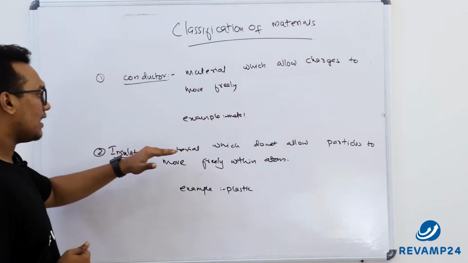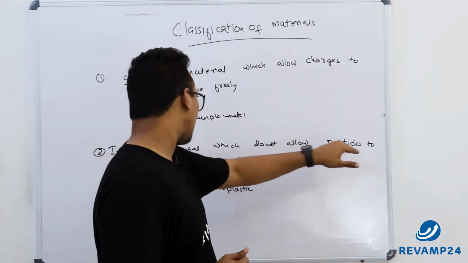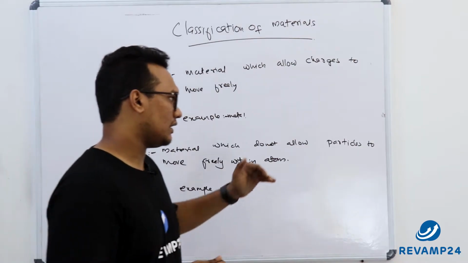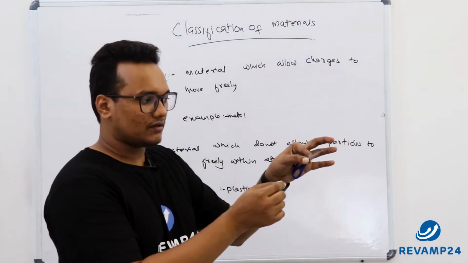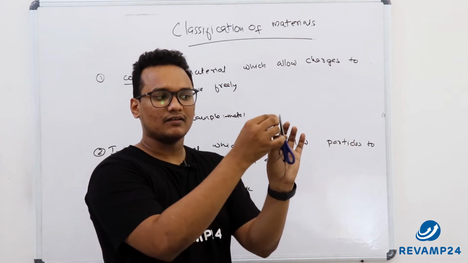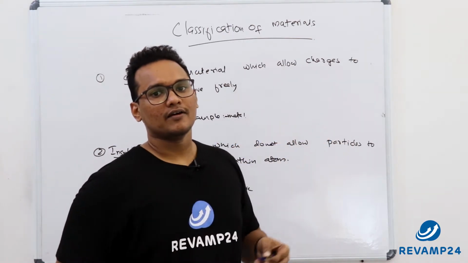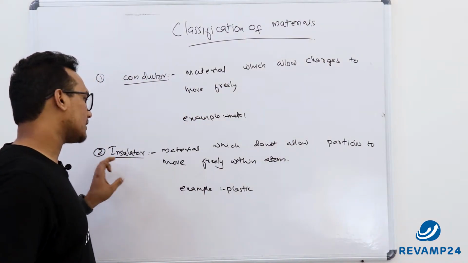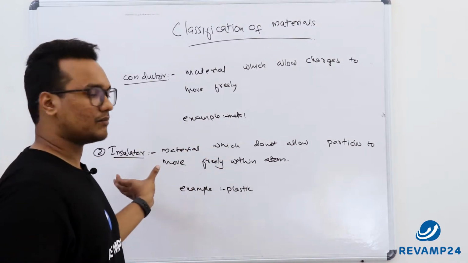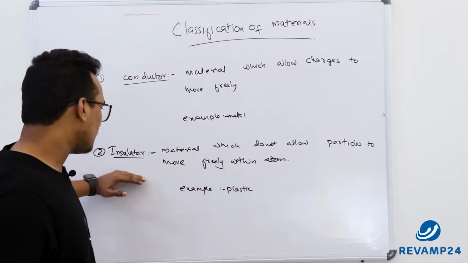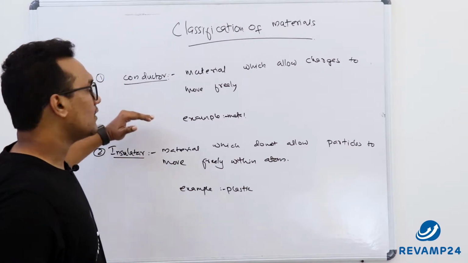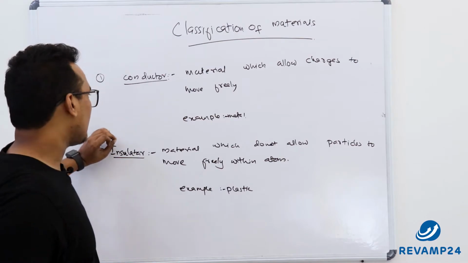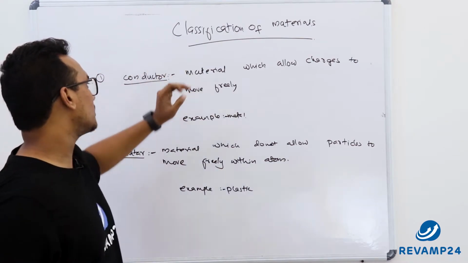Now insulators are those materials which do not allow particles to move freely within a material. So in a material, when we are giving charges, these charges cannot move from one end to another end freely. So these are called insulators. And which property of insulators makes this possible? This is nothing but resistivity. So insulators have higher resistivity and conductors have higher conductivity. The higher the resistance, the more it moves towards insulator, and the lower the resistance, the more it moves towards conductor.